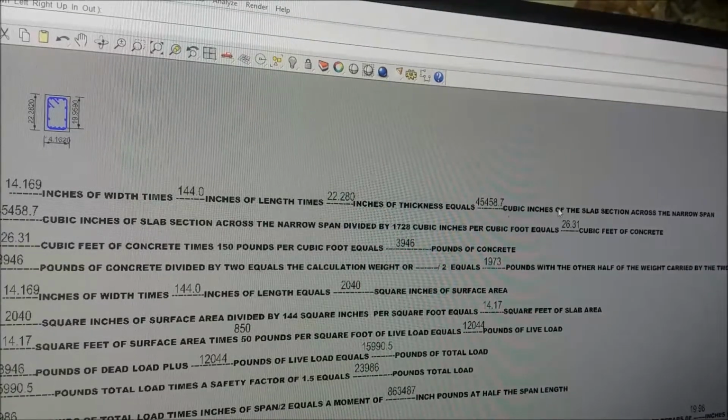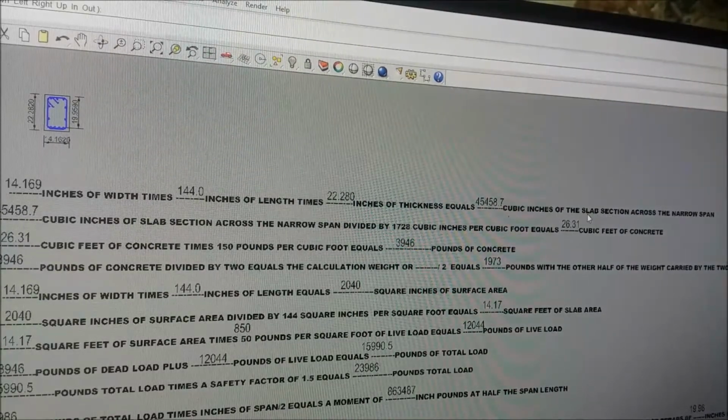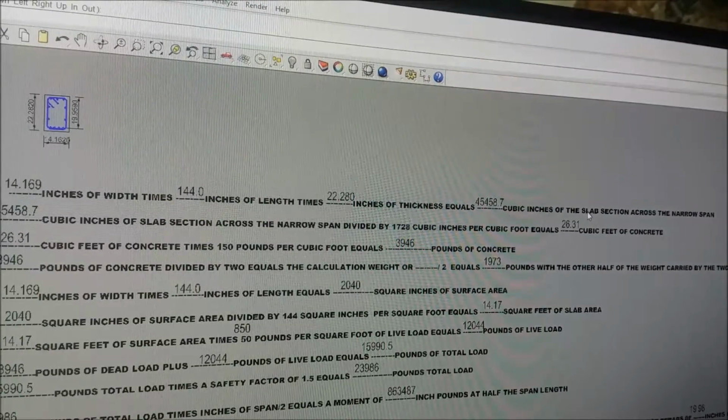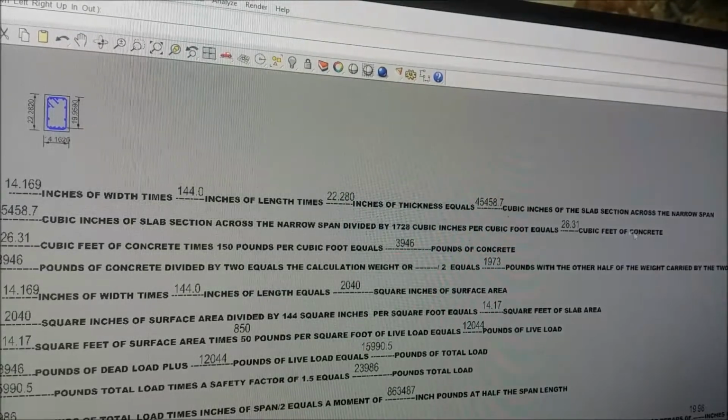Actually, this is the beam. Every place it says slab, it should say beam. I'm just totally lazy, but the numbers are the same. So we got the cubic inches that's in this beam.